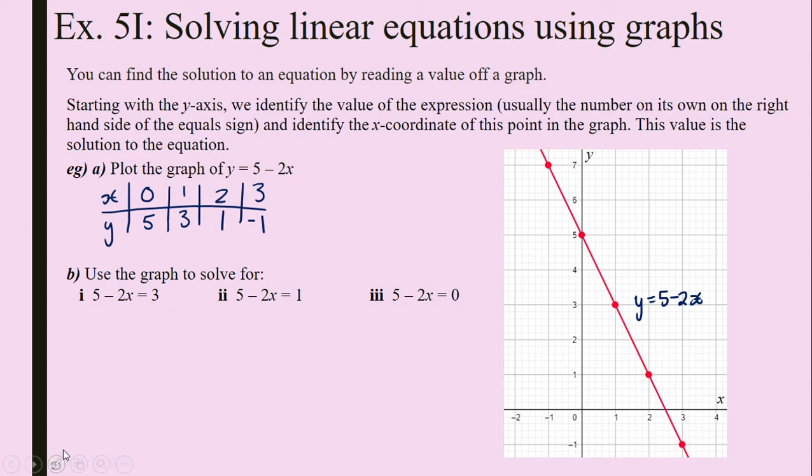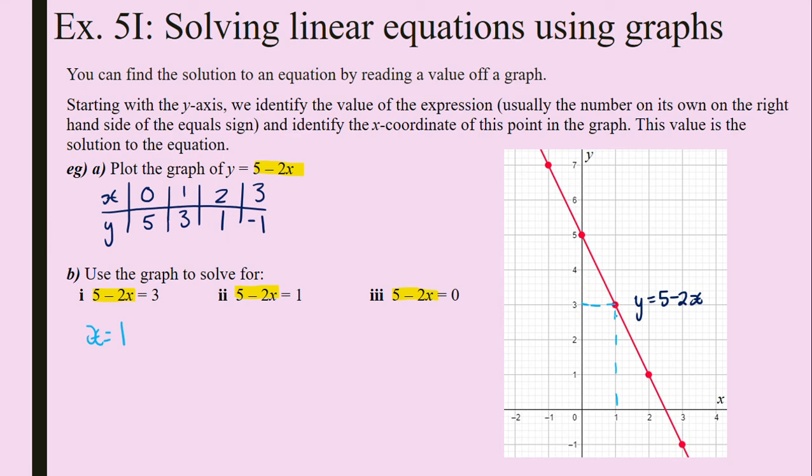So what you might notice here is that we've got y equals 5 minus 2x, and that is also our equation. Okay, so to find what the solution for x would be when 5 minus 2x equals 3, we go to y equals 3. So we've replaced the y value with 3. When y is 3, x is 1. Okay, so we draw a line across from the y-axis to the line.